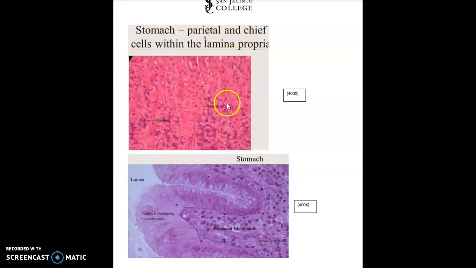You have to know which kind of substance is produced in these cells, parietal cells, and what kind of substance is produced by the chief cell.